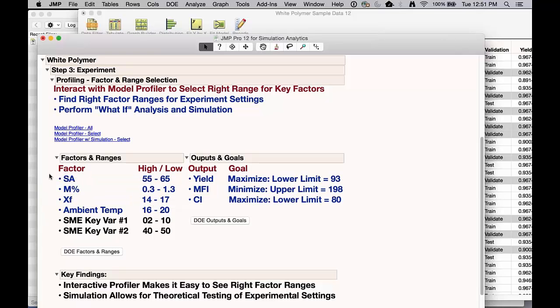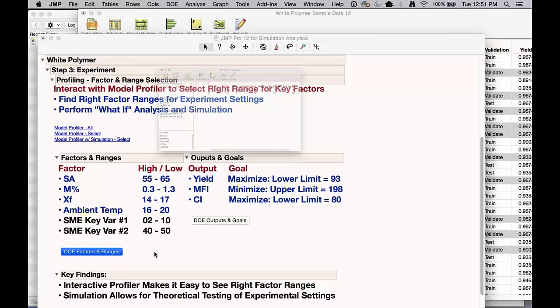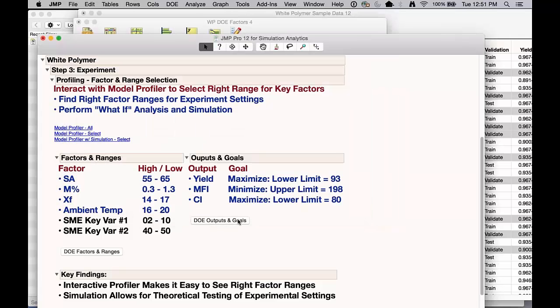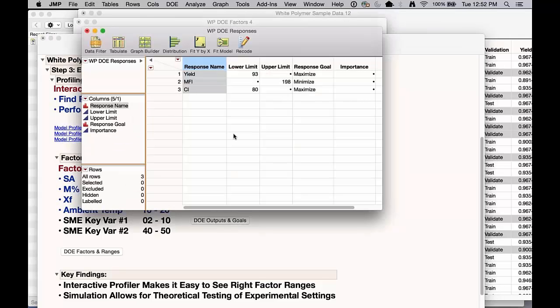Okay, so here's an example where for the first 4 factors, they use that profiler to set the range. And down here, they used it down here as well. They included 2 more factors that were even part of the simulation that they decided were important. So the net is I have new factors of low and high settings. And of course, I've got my same outputs.